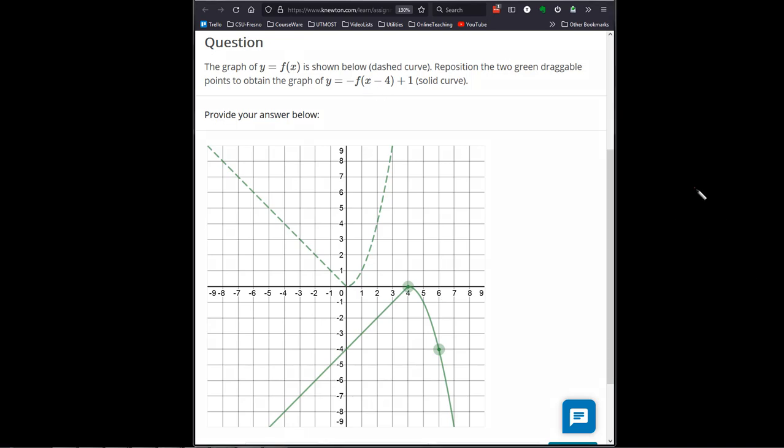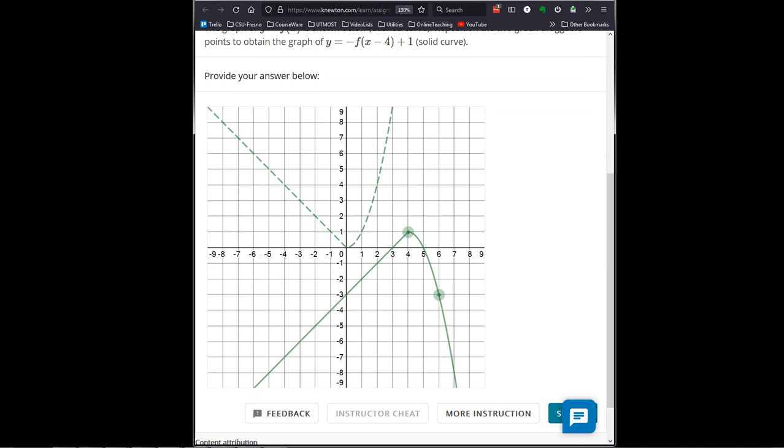Okay, and now the last transformation here is the +1, and the rules of graph transformations tell us that when you add a 1 to the outside, that's going to increase all your y coordinates by 1. And increasing your y coordinates by 1 just means that the entire graph moves up by 1. And then I'm all done. So if I did everything right, that should be the correct answer.